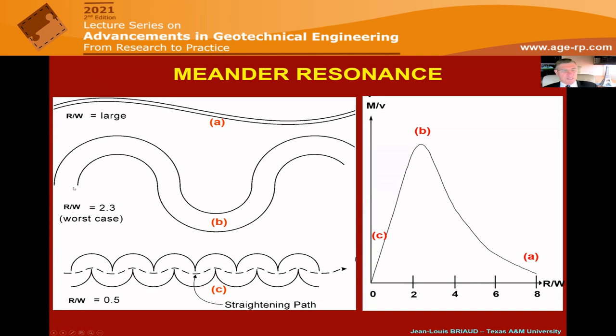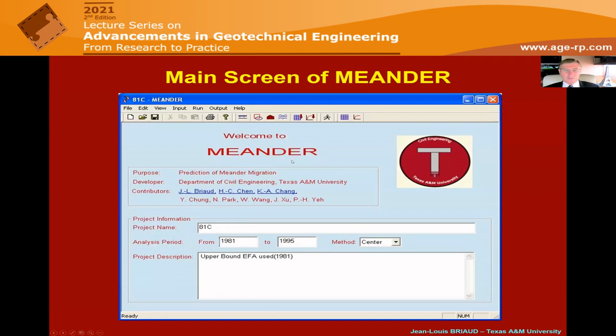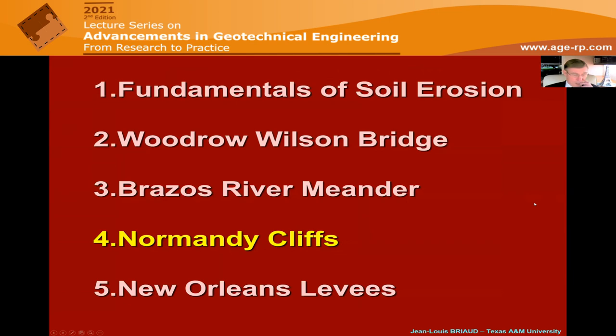There seems to be a resonance that takes place between the water flow going from one side to the other, and it really destroys the meander. So when you look at a river, take a look at the R over W and that will help you see if you have a big problem or not. So we developed a software package, Meander, to be able to predict this meander migration.